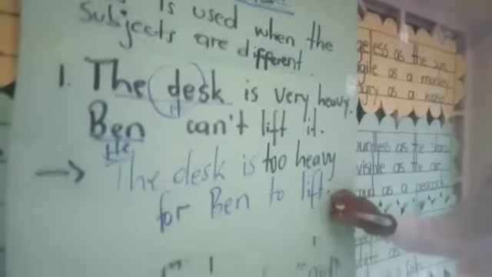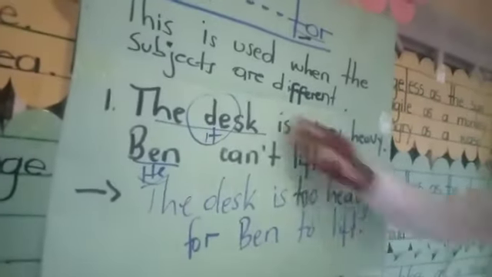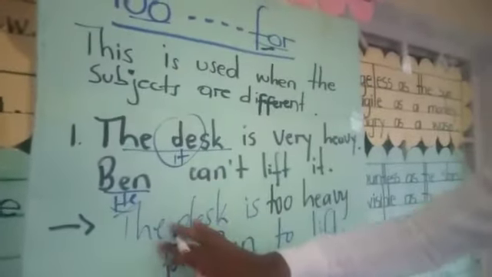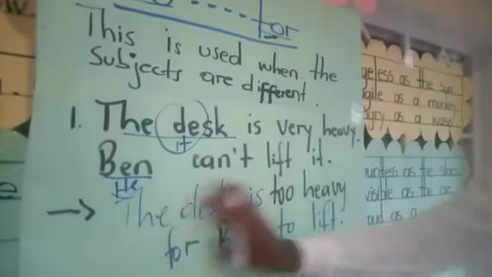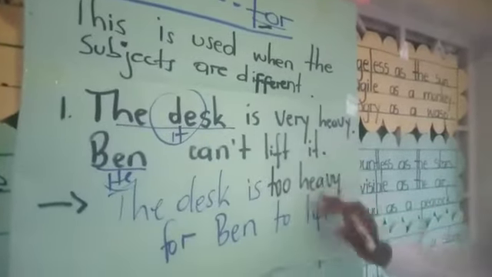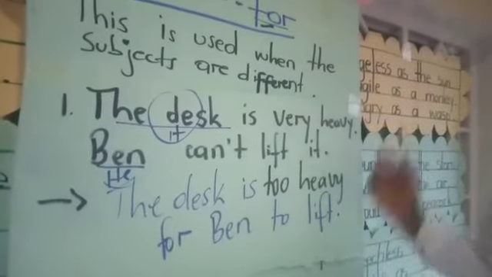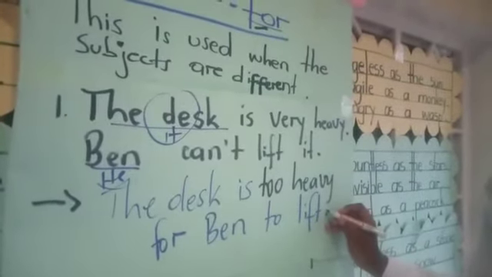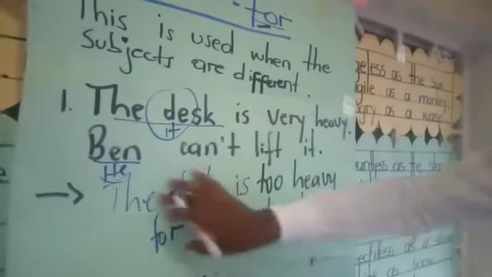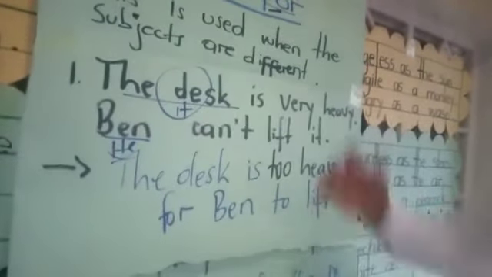I put a full stop there. I don't need to put it. Why? Because when I put this pronoun it is replacing the desk. There is no need of putting two subjects in one sentence. So we don't need to put it in the answer. We shall say the desk is too heavy for Ben to lift. I don't need to put there it, because this desk is in the same sentence with this one here. So I don't need to put again it.